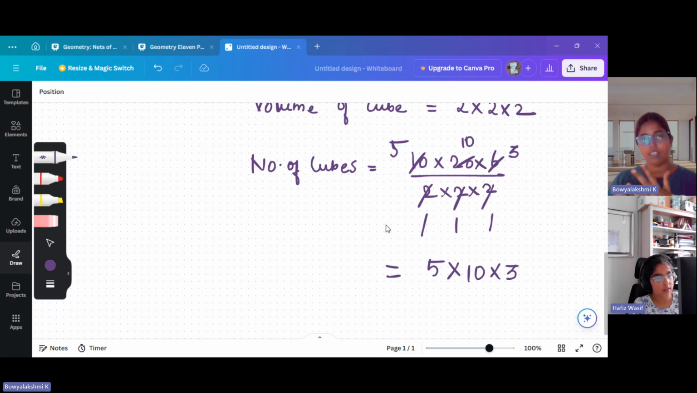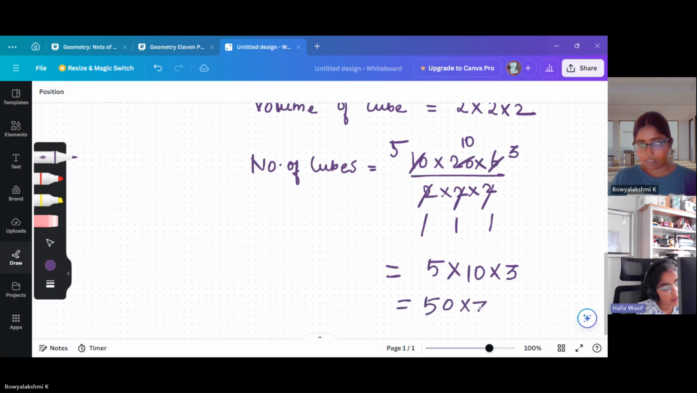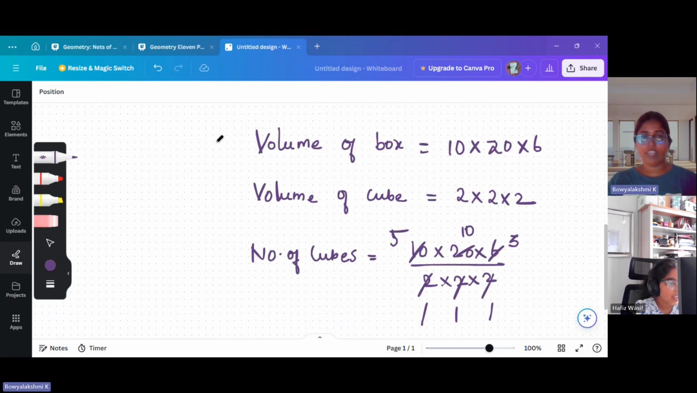Easy peasy, 50. Yeah. Then 50 times 3 is 150. That's great. So in that box, if you make small cubes, you can put 150 small cubes into it. So find the volume of the bigger thing and the volume of the smaller thing, and divide them.